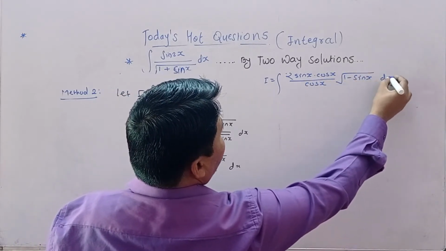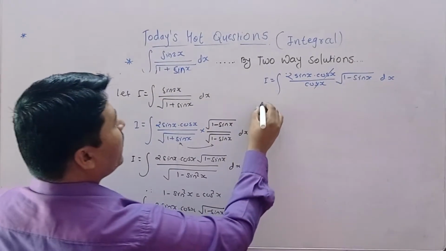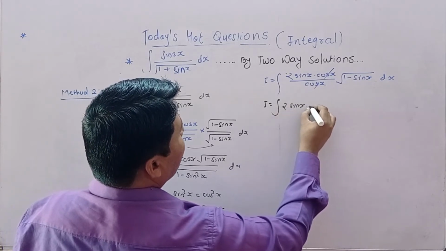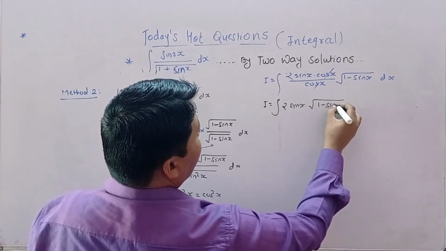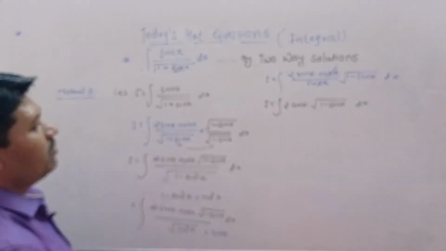Therefore we get 2 sin x into cos x divided by cos x, under root 1 minus sin x dx. Now observe, cos x gets cancelled and we get I is equal to the integral of 2 times sin x into under root 1 minus sin x dx. Now both terms here we can simplify.